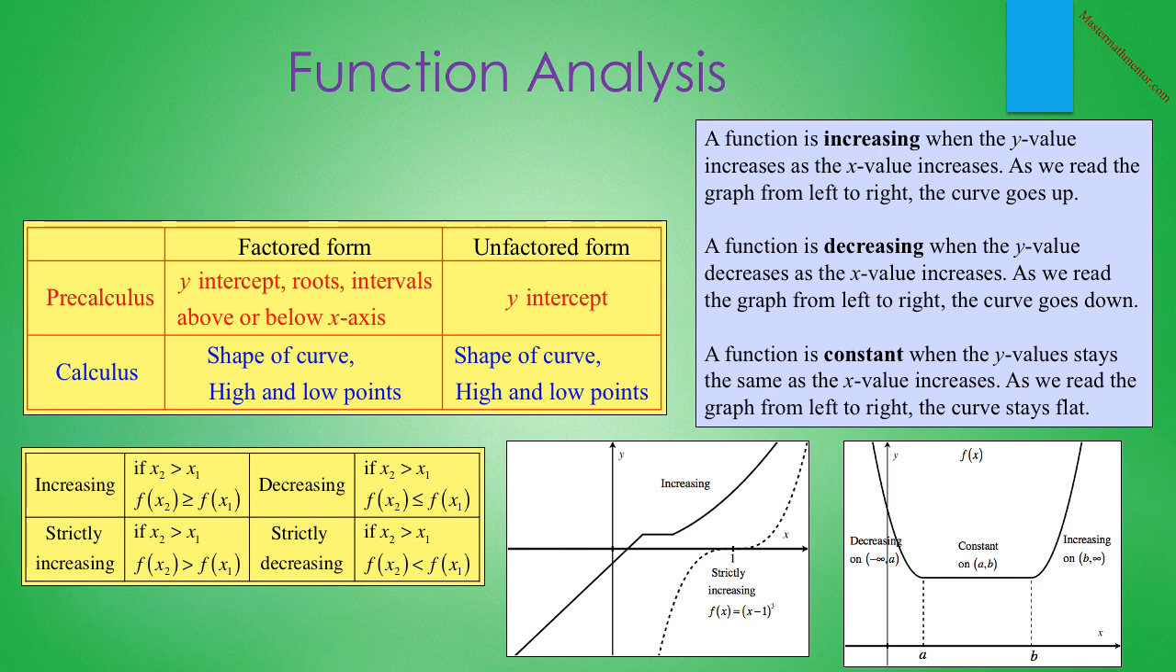Assuming that x2 is greater than x1, we define an increasing function if f of x2 is greater than or equal to f of x1, and a strictly increasing function if f of x2 is greater than f of x1. The same is true with decreasing functions. If f of x2 is less than or equal to f of x1, we will call it decreasing. But if f of x2 is less than f of x1, we call it strictly decreasing.